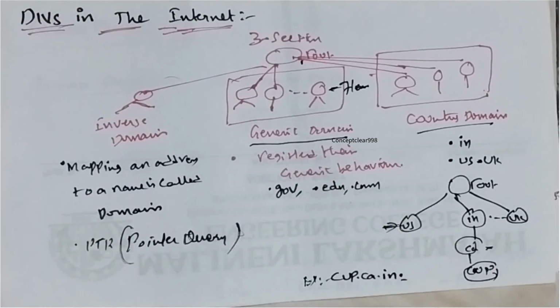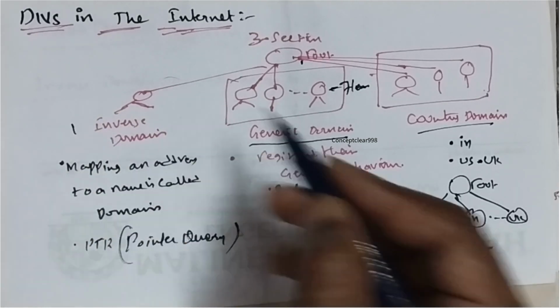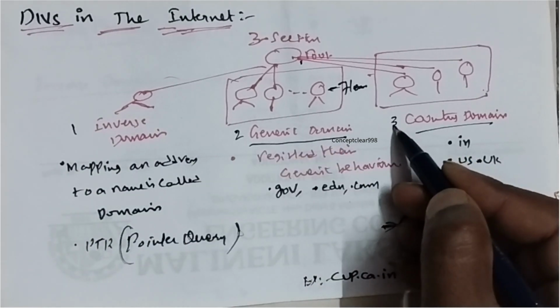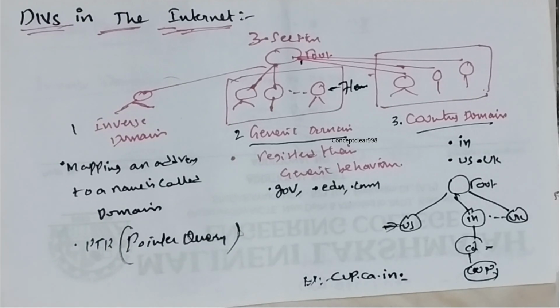This is about DNS in the internet. Very simply, DNS in the internet is how DNS does mapping in the internet with different types of domains. What are the different types of domains we have? Inverse domain, generic domains, and country domains.